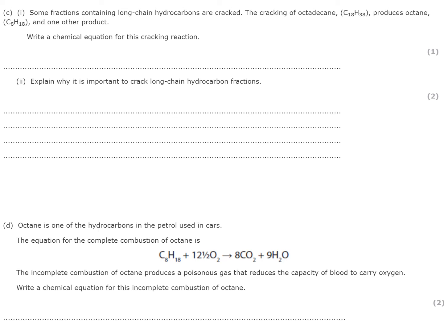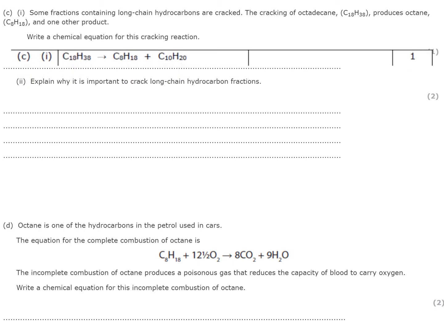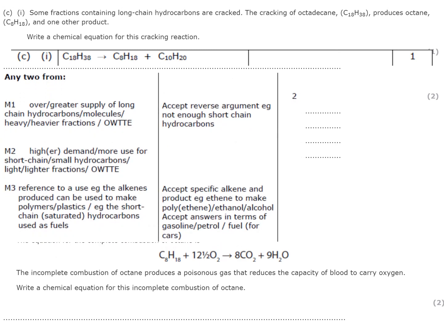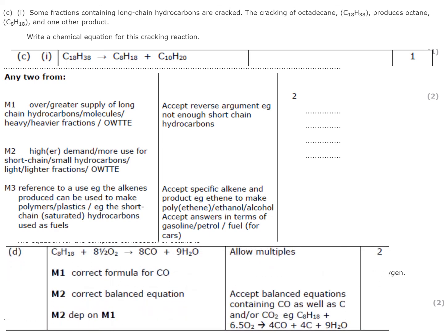Okay, so the cracking of octadecane produces octane and one other product. Give a chemical equation for this cracking reaction. Now you could just use the law of the conservation of mass to help you here. You should have got this. Why is it important to crack long chain hydrocarbon fractions? And you could have had any of these 3 marks to get that. And it says write an equation for the incomplete combustion of octane to produce a poisonous gas, and it's going to be carbon monoxide. You don't need to include the carbon here, so just carbon monoxide is your product.